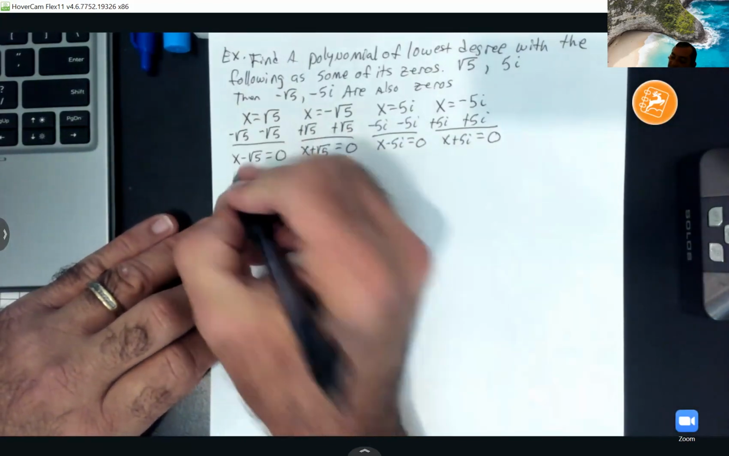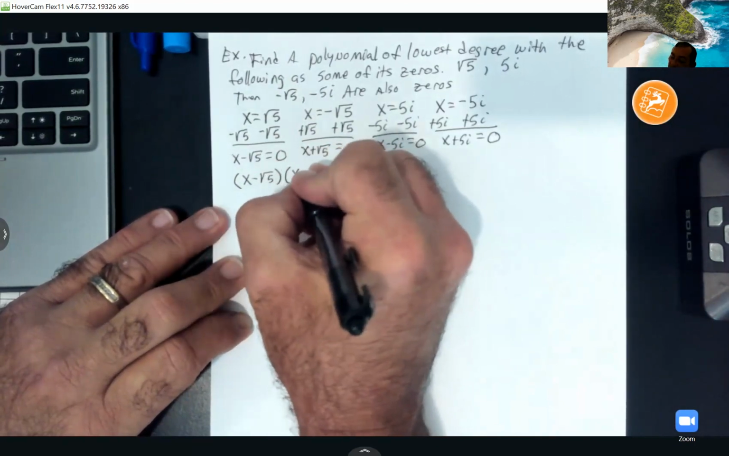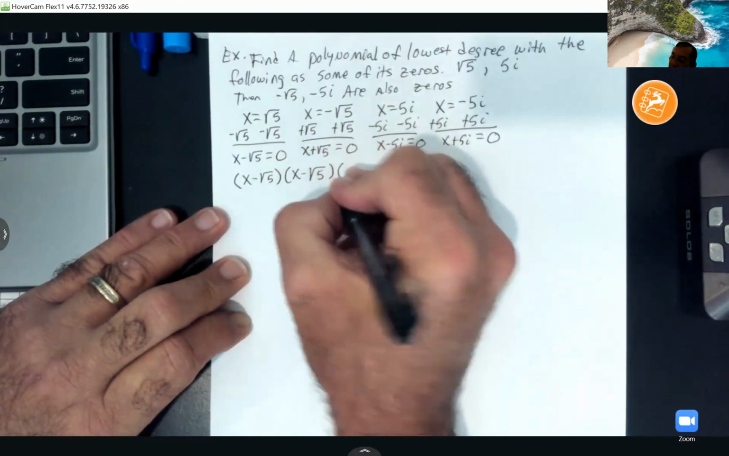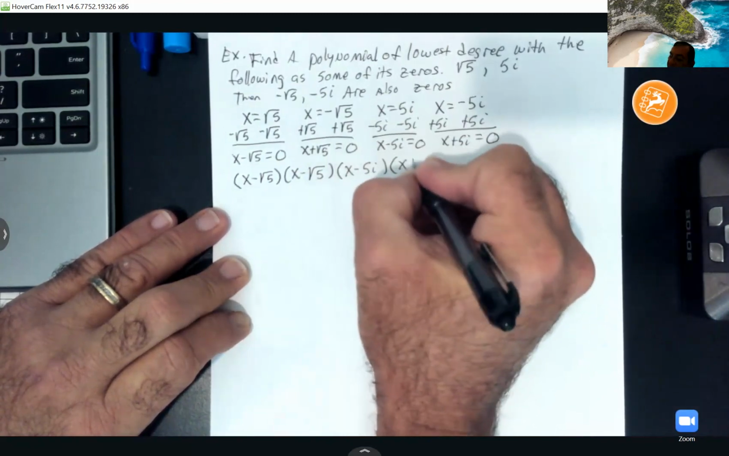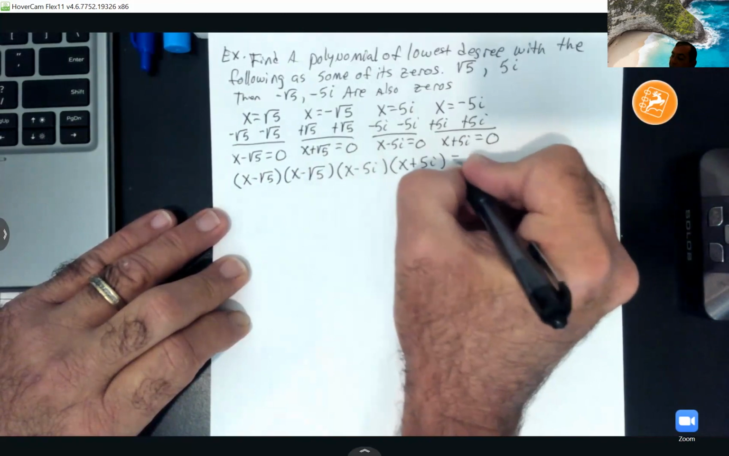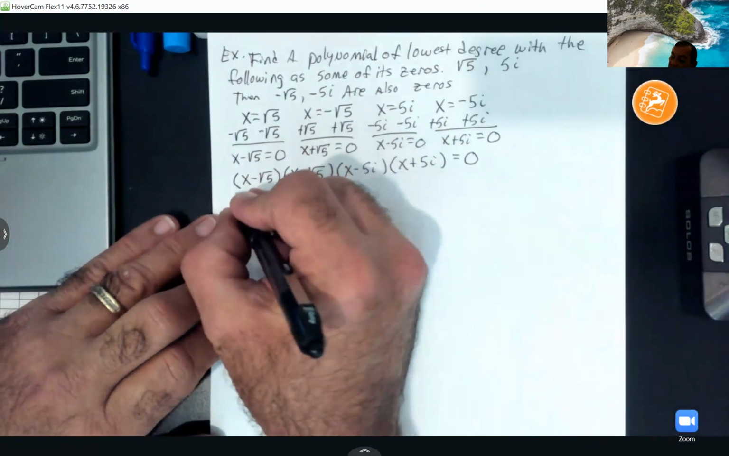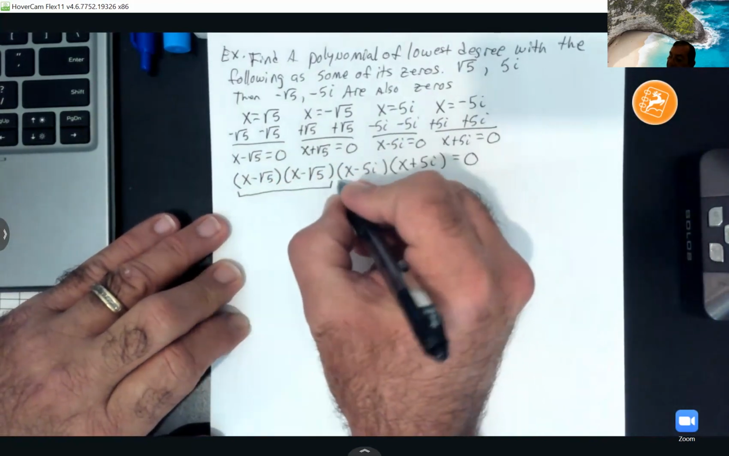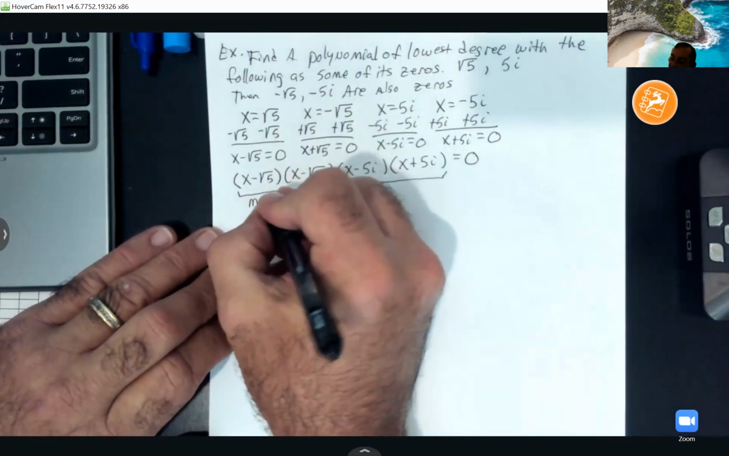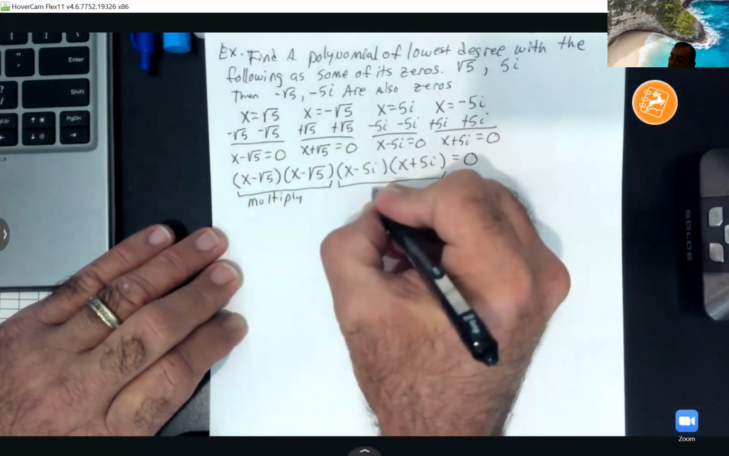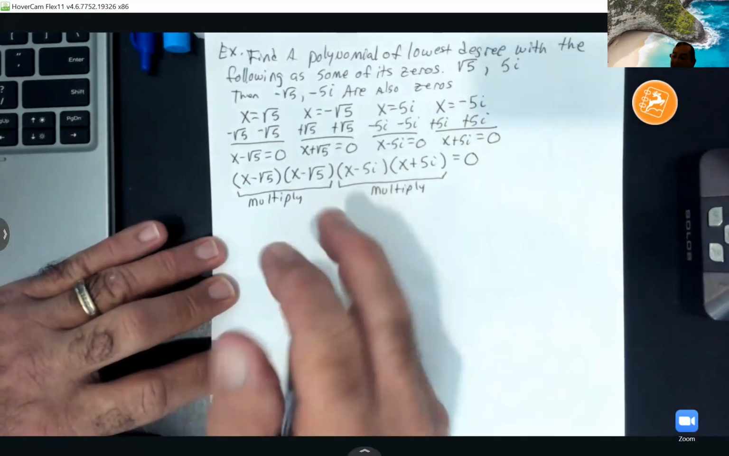So y'all, let's put them in as a product. And then I got what? X minus 5i, x plus 5i. I got 4 things being multiplied. So once again, I'm going to multiply these first 2 and my last 2. And I guess I'll just keep them in line here.